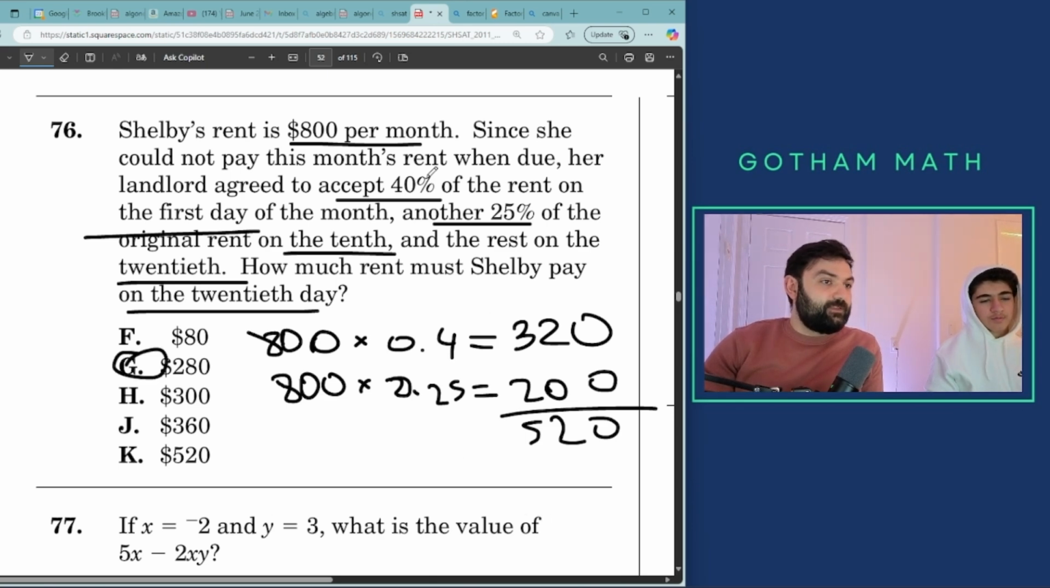280. These are the parts, not what's left of the rent. This is what she's paying. So every time she's taking away whatever this is worth in money off her bill. Take 320 off her bill, take 200 off her bill, what's left? Okay? That was the question.